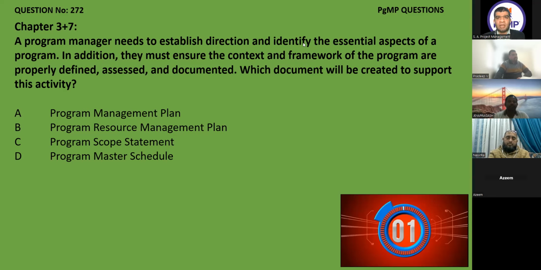If in case the first line is the same and he said in addition, they must ensure or inform when these essential aspects will be delivered and what are the activities needed to perform this step, which document will be created, then that will be the D option. Everybody understood what I just said? Yes. If we say in addition, they must also know when and how the activities will be managed or when they will be delivered, then the master schedule will be the answer. But in this whole two lines, I'm just asking you about the scope. So that will be the scope statement. The correct answer is C.